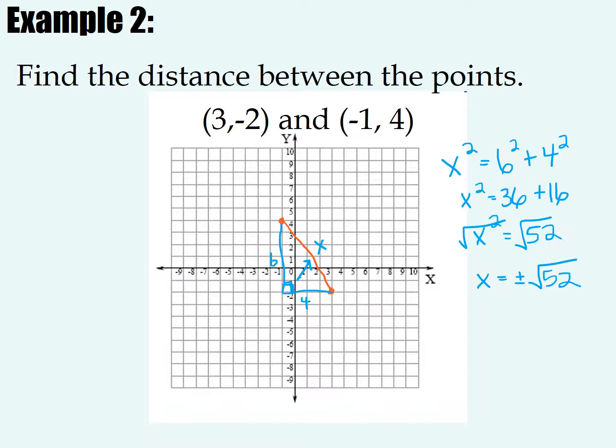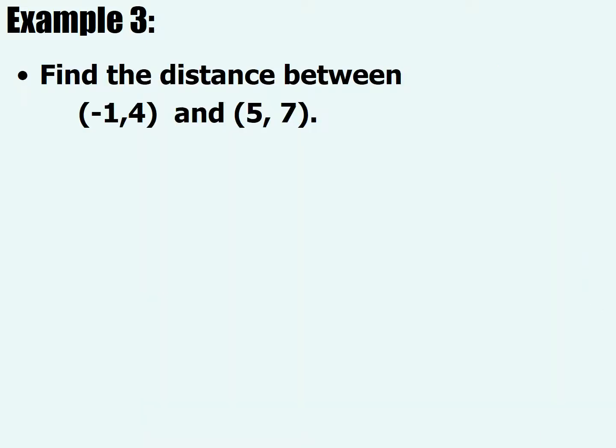Again, can I have that negative distance? Nope, but if I want to understand what this length actually is, I can type the square root of 52 into my calculator, and what I get back should be 7.21 units. Remember, it's not the negative anymore because I can't have that negative distance.